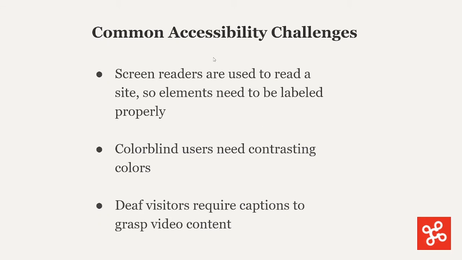Some of the common accessibility challenges are that screen readers are used by people with visual impairments, and screen readers are reading each element, so each of those elements really needs to be labeled properly. Colorblind users need contrasting colors on the site, so I'll show you a way you can test your color contrast. And then deaf visitors, if they are seeing any video content, will require captions in order to understand the video better.